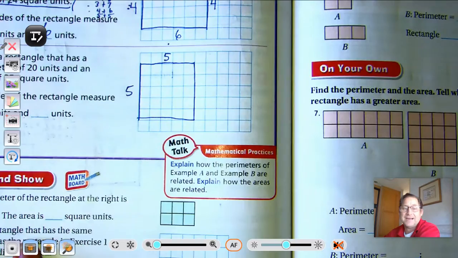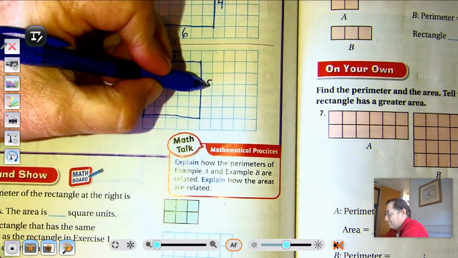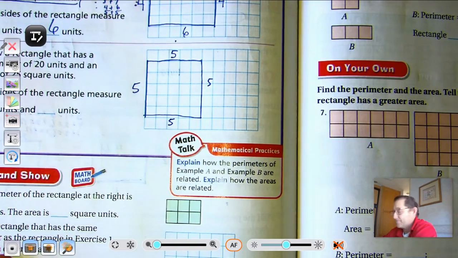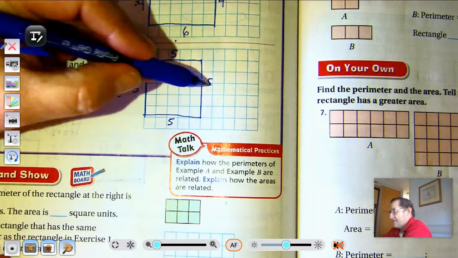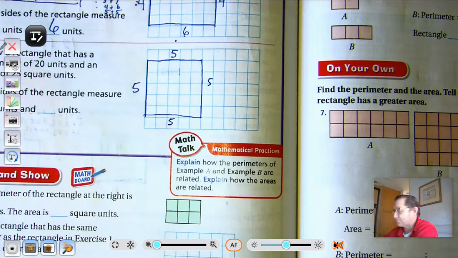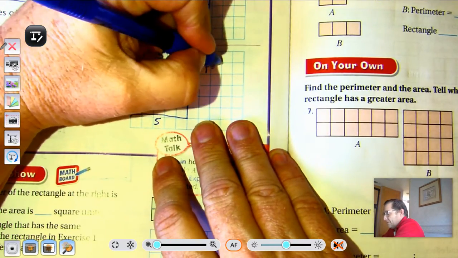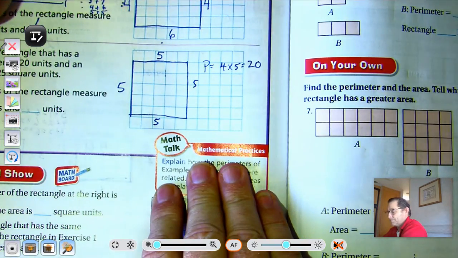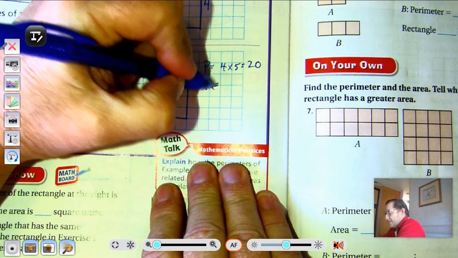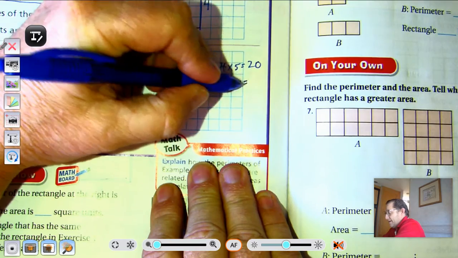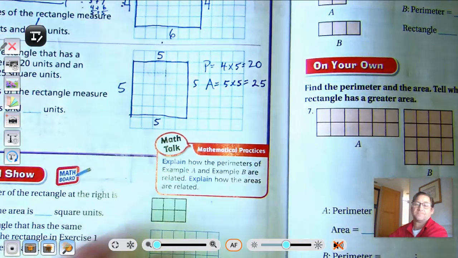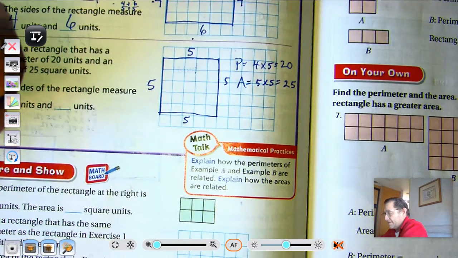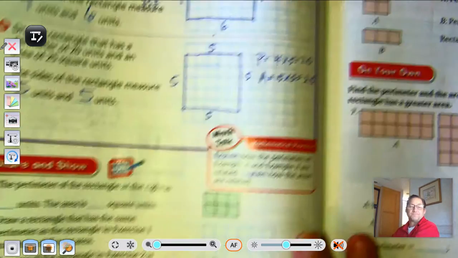Okay, so is that a perimeter of 20? Sure it is. All the sides are 5. 4 times 5 is 20. The area is 25 because 5 times 5 is 25. So we can write that out as 4 times 5 for the perimeter equals 20. And the area would be 5 times 5. So we want to make the sides 5 by 5.